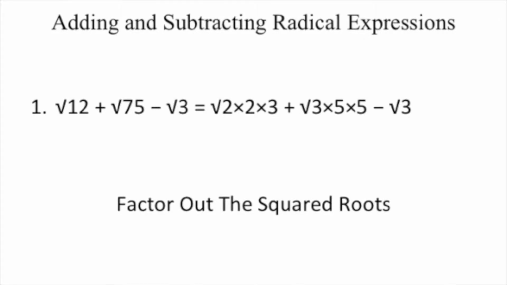The first step is you need to factor the square roots, so the square root of 12 turns into the square root of 2 times 2 times 3. The square root of 75 turns into the square root of 3 times 5 times 5, and you don't factor the square root of 3 because it is factored as much as it can already.